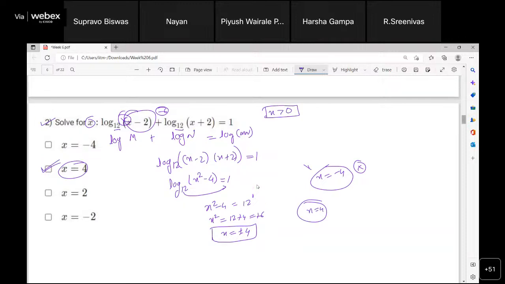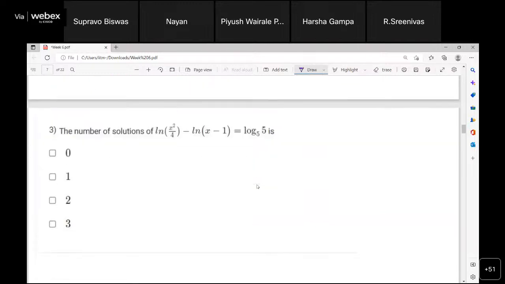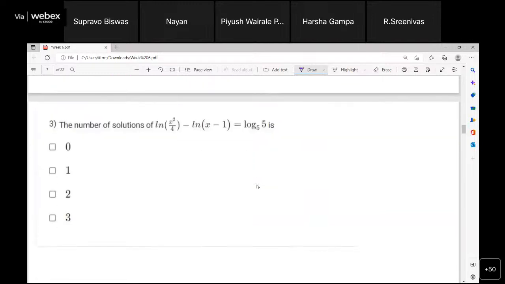Okay. So this is one more question. Now tell me how to approach this. Anyone? Here we have to find out the number of solutions. Think about the properties. Same thing. We can use the second property: log a minus log b equals log of m by n, right?